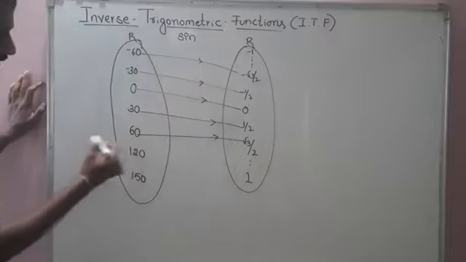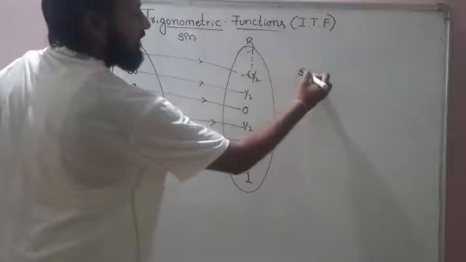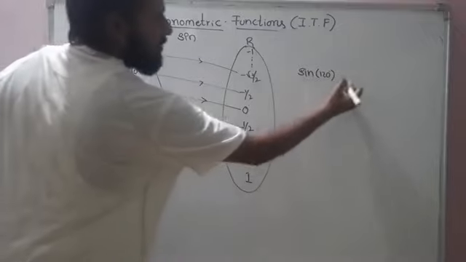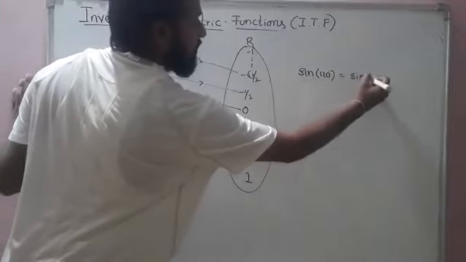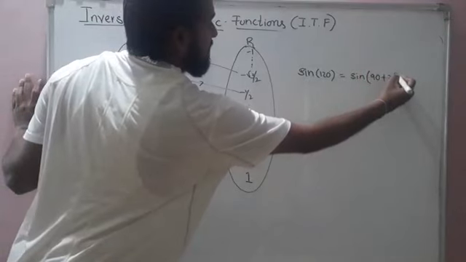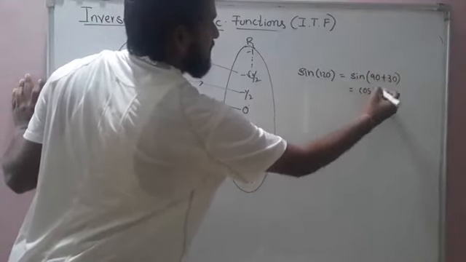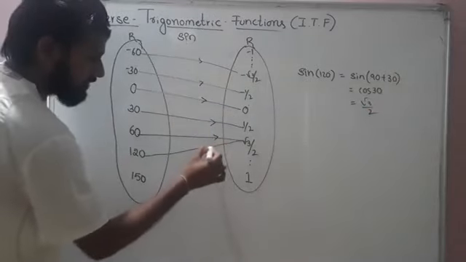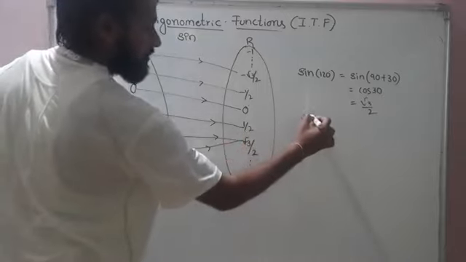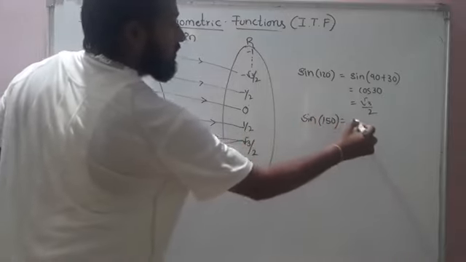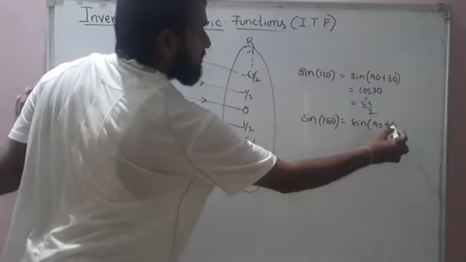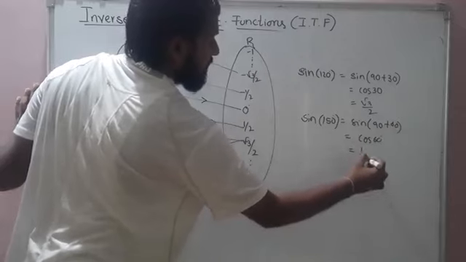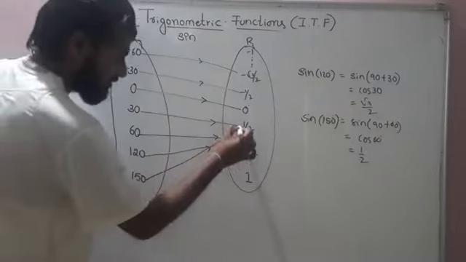Now I need to find what is sine 120. Sine of 120 degrees. How do we write this one? We write sine of 90 plus 30. So this is cos 30, isn't it? Which is equal to √3/2. Matlab, sine 120 is √3/2. And what is sine of 150 degrees? That is equal to sine of 90 plus 60 degrees, which is equal to cos of 60 degrees, which is equal to 1/2. So sine 150 degrees is 1/2.